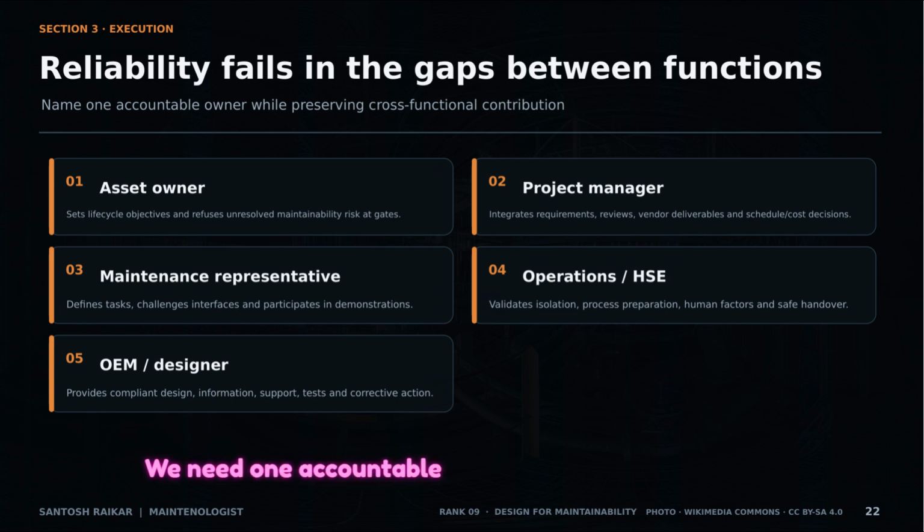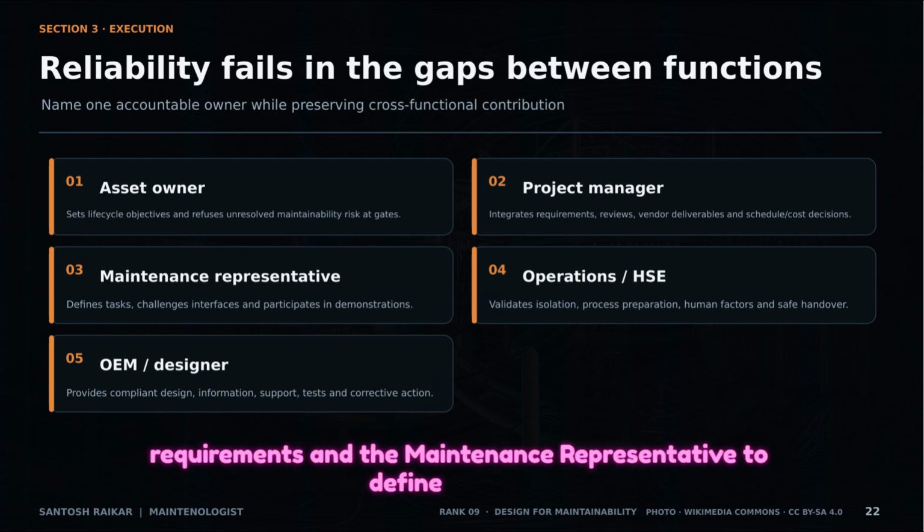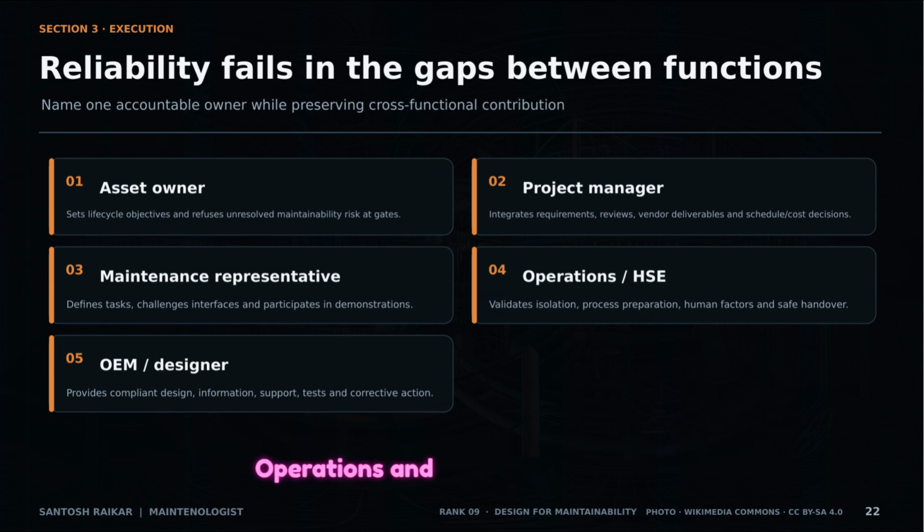We need one accountable owner, the asset owner. But we also need the project manager to integrate requirements and the maintenance representative to define the tasks. Operations and HSE validate safety, while the OEM provides the compliant design. Everyone has a role, but the ownership must be clear.